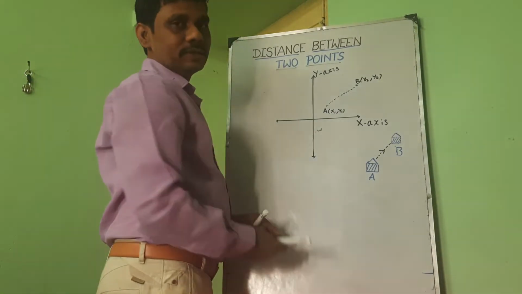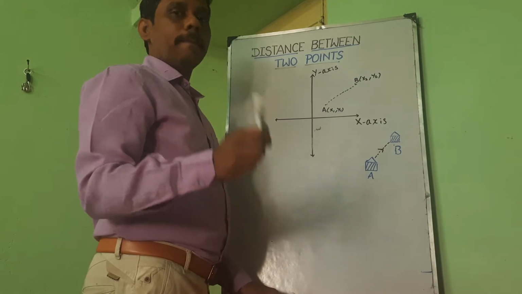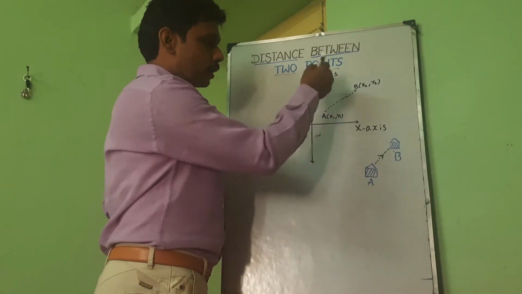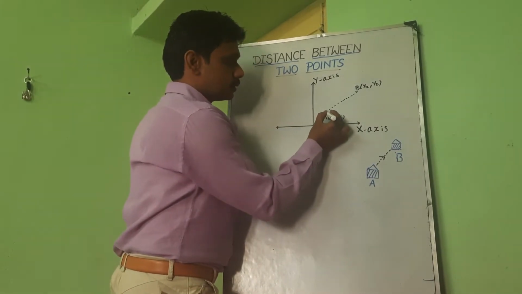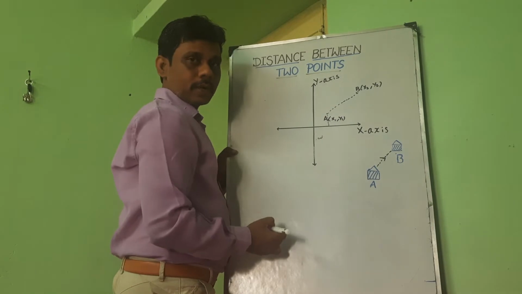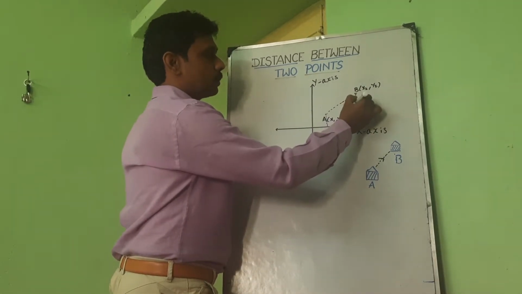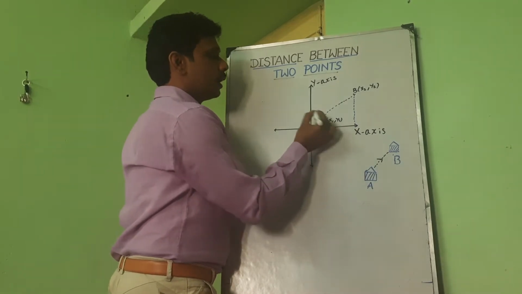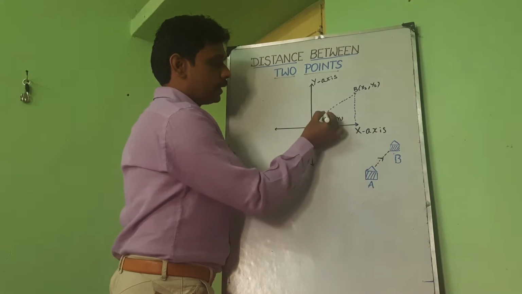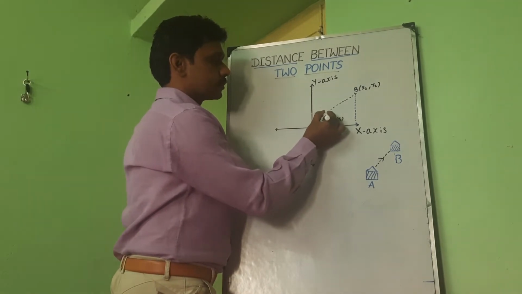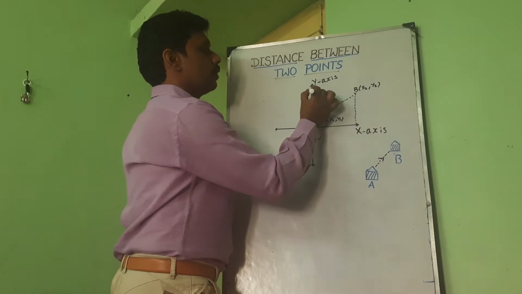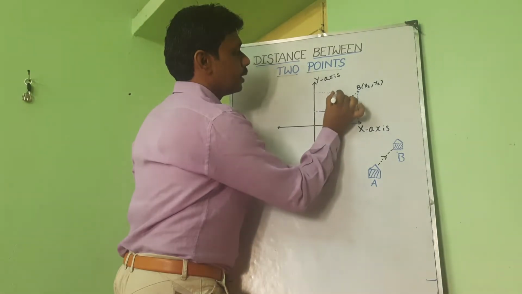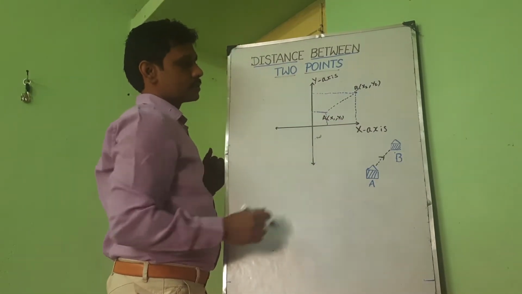To calculate the distance between these 2 points, we need to draw perpendiculars from point A and also from point B on the x-axis, like this. Draw a perpendicular on the x-axis, one more perpendicular on the x-axis. Similarly, draw a perpendicular from point A on the y-axis. Similarly, from point B, draw a perpendicular on the y-axis. So this is the case.